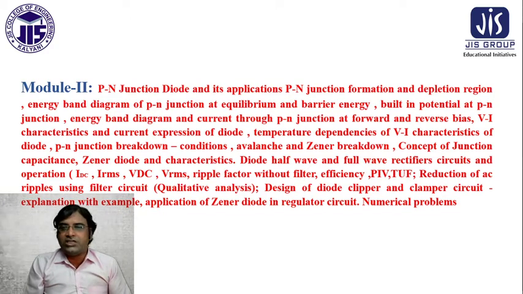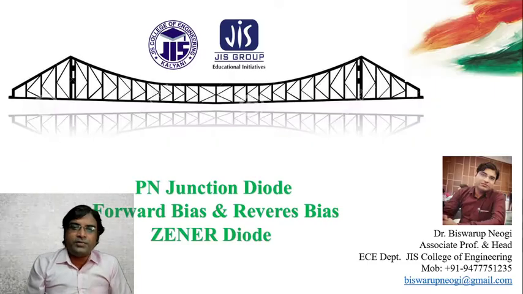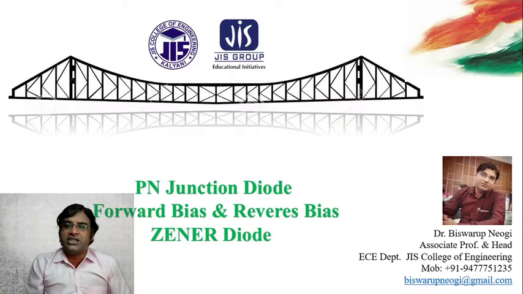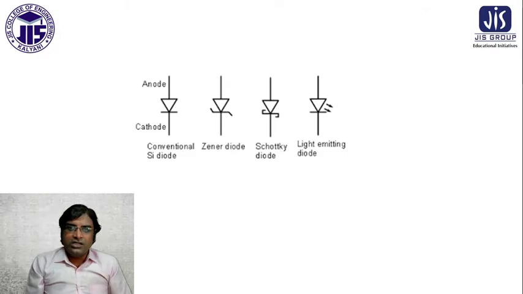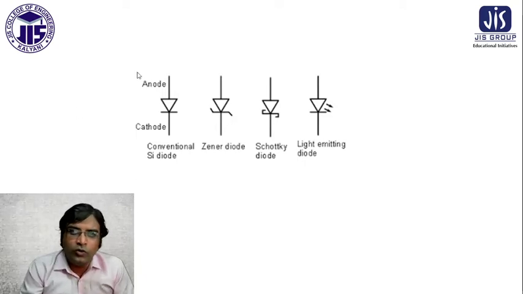Today's topic is related to the PN junction diode forward bias, reverse bias, and the Zener diode. We have to know about the practical circuit analysis of forward bias and reverse bias, and then the Zener diode. Here we are showing some symbolic representations of different kinds of diodes. We have to know about all of this.